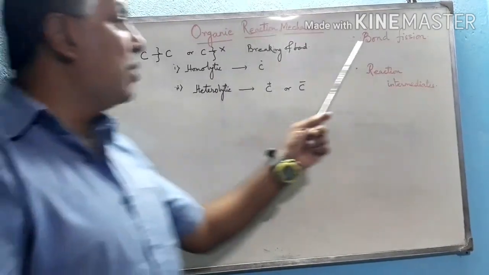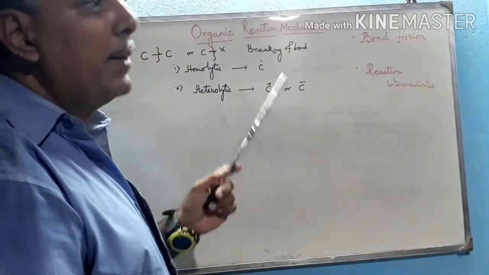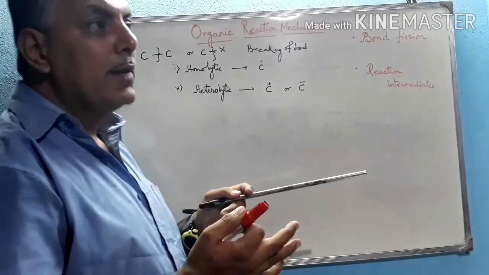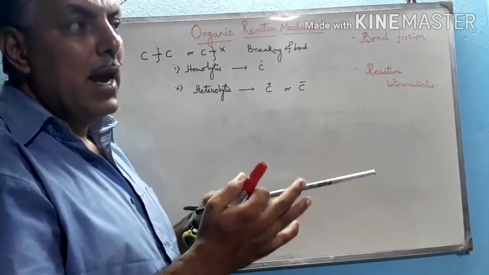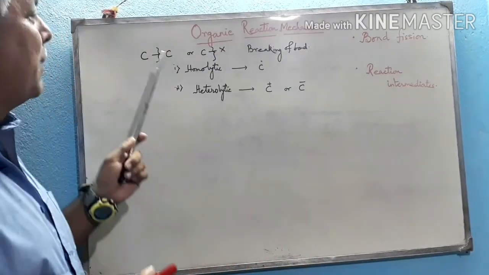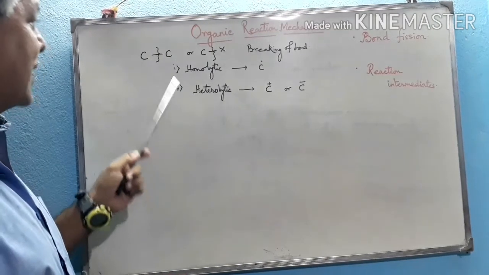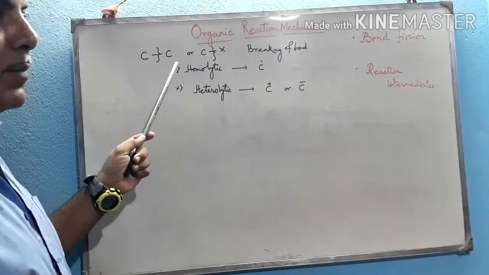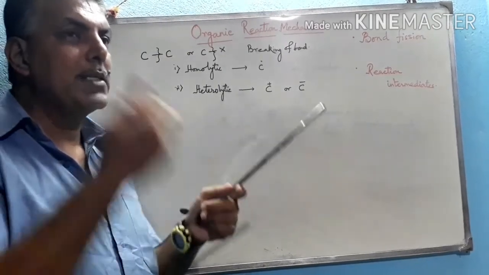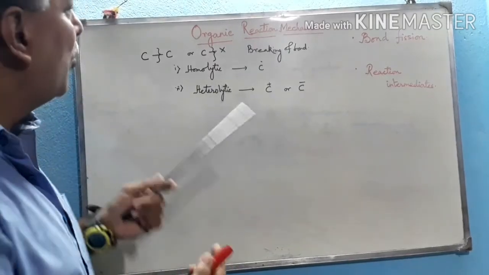Now we are discussing the first topic, bond fission. What is bond fission? This is the breaking of bond. So in a particular chemical reaction, the older bond breaks and newer bond forms. This is the process. Now breaking of bond may take place in two ways actually. Suppose C single bond C or C single bond X, whatever may be. X may be a reagent, a reactant type piece like a nucleophile or an electrophile, or a leaving group, whatever may be.